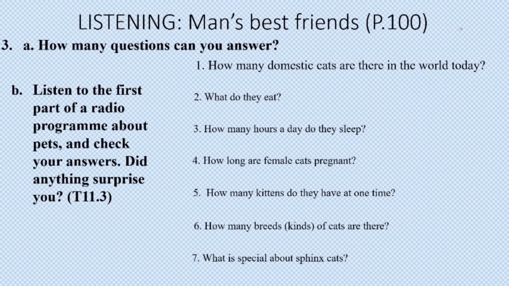Great work, everyone. Now you know what cats and dogs usually do. You've seen that cats like to keep clean, sleep a lot, and dogs can help the blind or even fight drugs for customs officers. Next, we're going to listen to a radio program about pets, especially cats. Before we listen, look at the questions in Exercise 3A. There are 7 questions about cats. Let's see how many you can answer before listening. Work in pairs and try to guess the answers. You have 2 minutes.